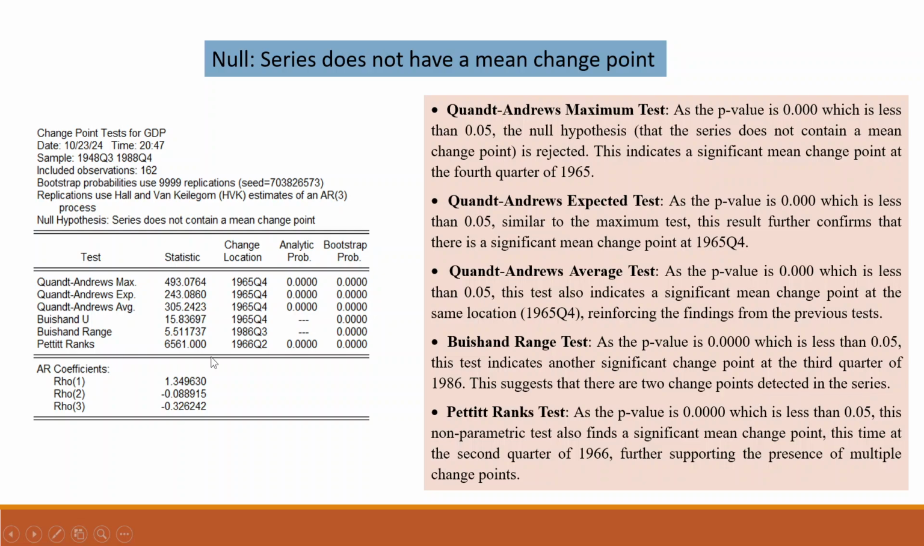Next is Pettitt ranks test. This is a non-parametric test. As the p-value is 0.00, which is less than 0.05, this non-parametric test also finds a significant mean change point, this time at the second quarter of 1966, further supporting the presence of multiple change points. Now the interpretation should be written for these change points according to the supported literature which is available.